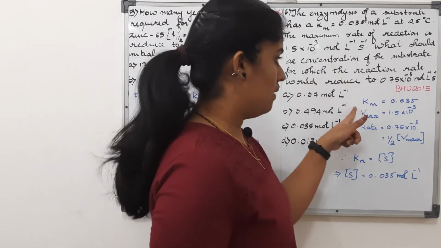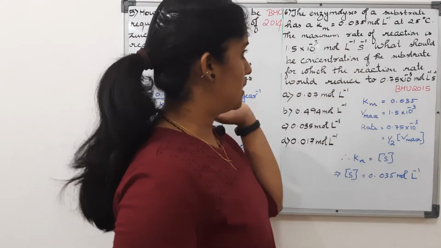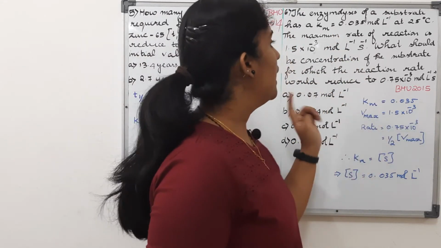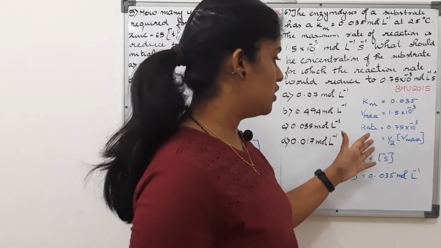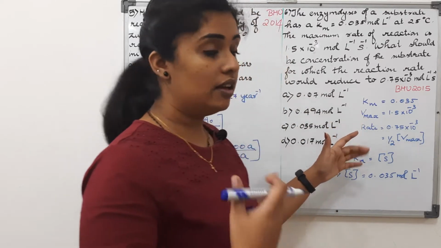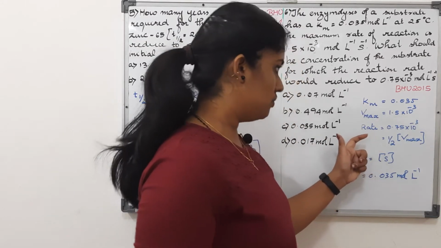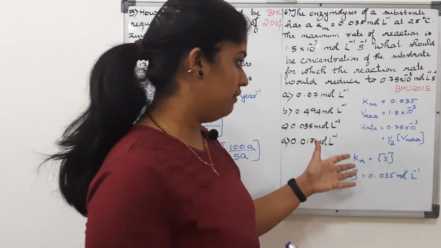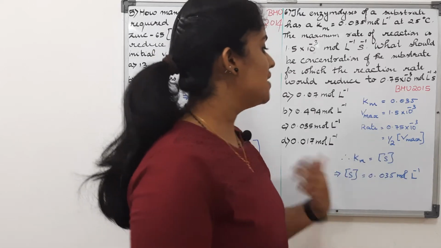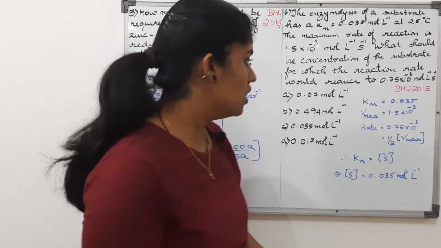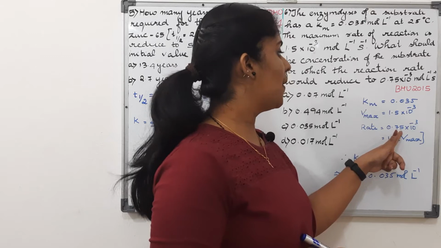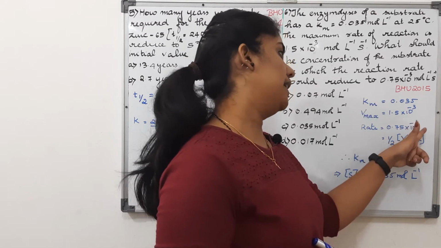So they have given the Km value to be this, they have given the maximum rate also to be this, and they have given a particular rate also. Maximum rate is given and another rate is also given, and they are asking us at this new rate, not the maximum rate, at the rate that is given, what is the value of the substrate concentration. So if you look at the rate value, it is 0.75 into 10 power minus 3.